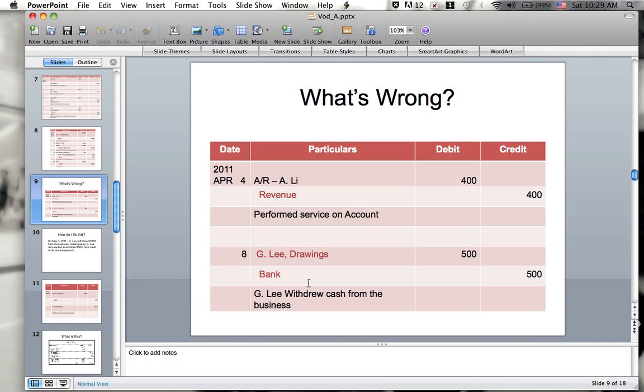The drawings account is also affected when the owner withdraws money for personal use but has the business pay for it. In any event, when recording the transaction, the debit must be to drawings.